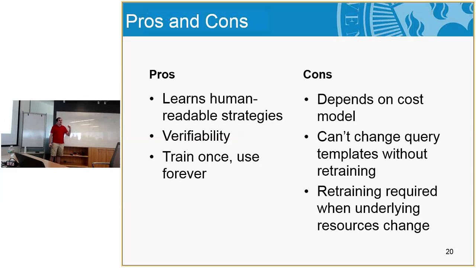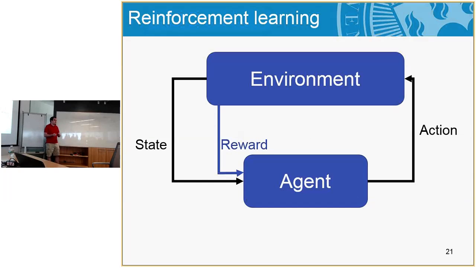And finally, when the underlying resources themselves change, when Amazon says, now we're offering this brand new virtual machine, or when all of Amazon starts slowing down a lot because there's a data center failure, or when it's 7 p.m. on a Friday and everyone's using Netflix and Amazon gets slower, those resource changes require either a very, very smart, unbelievably smart cost model or retraining to understand how those resource changes affect your queries. So to try to address some of those particular concerns, we started looking into reinforcement learning approaches to a similar problem.